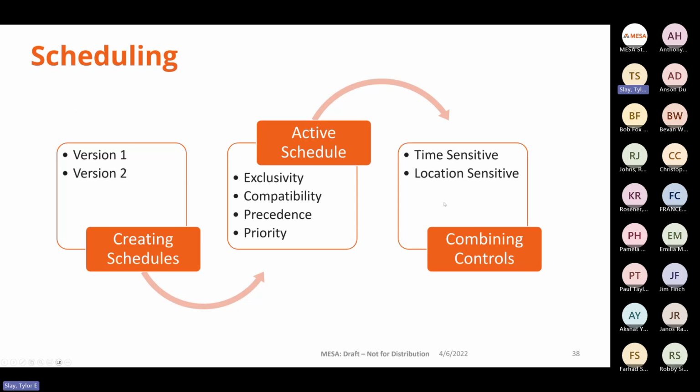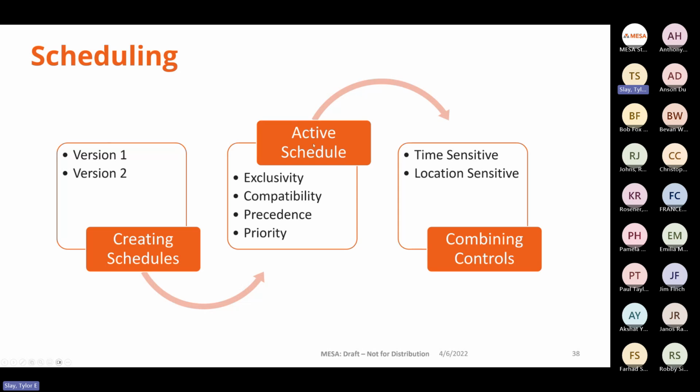But scheduling has this pretty simple workflow. You choose which version you want to work on. We can do version 1 or version 2. I would prefer 2, as I've shown. By holding the context together, it makes the schedules a lot easier to implement.